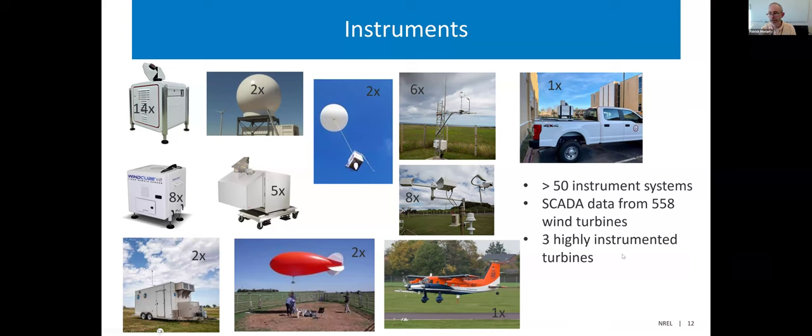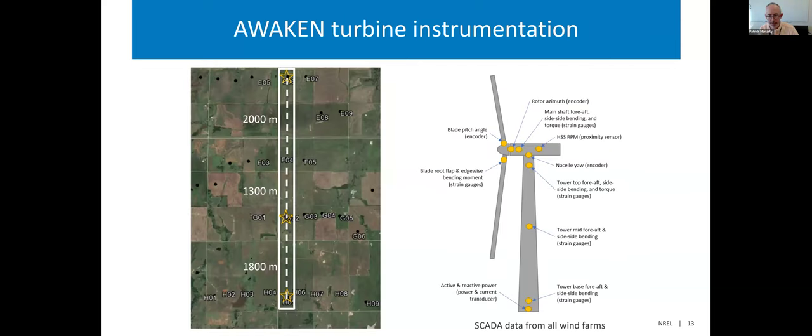And then we do have three highly instrumented turbines. So we have five turbines that have instruments on them, including LIDARs on top of them. But then also three of those turbines have additional instruments on the structure. So a lot of strain gauges, basically, both on the tower and the blades and things like the main shaft, and sensors around gearboxes and different encoders. So these three turbines are in the King Plains wind farm.